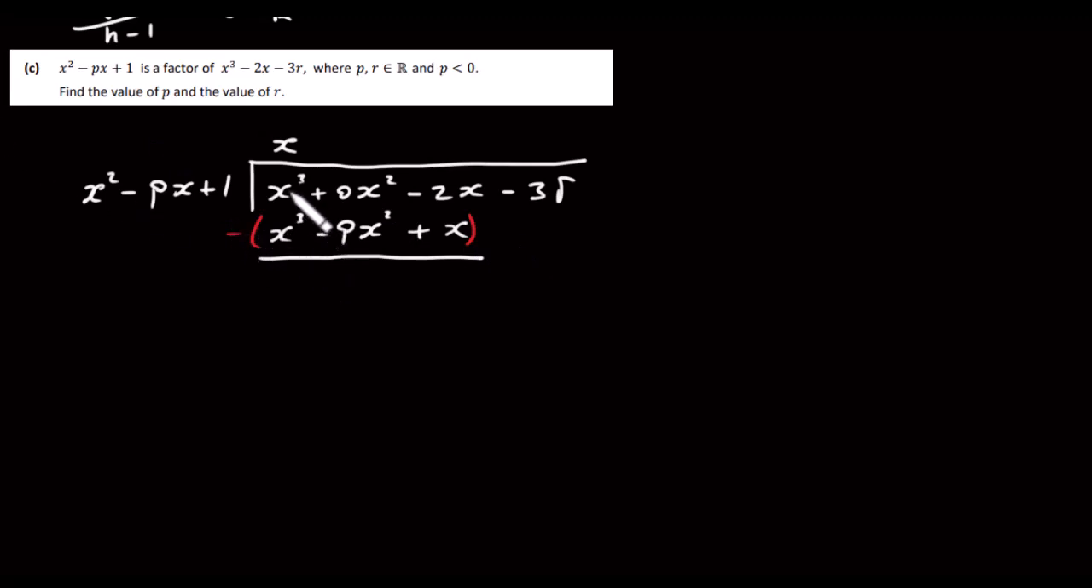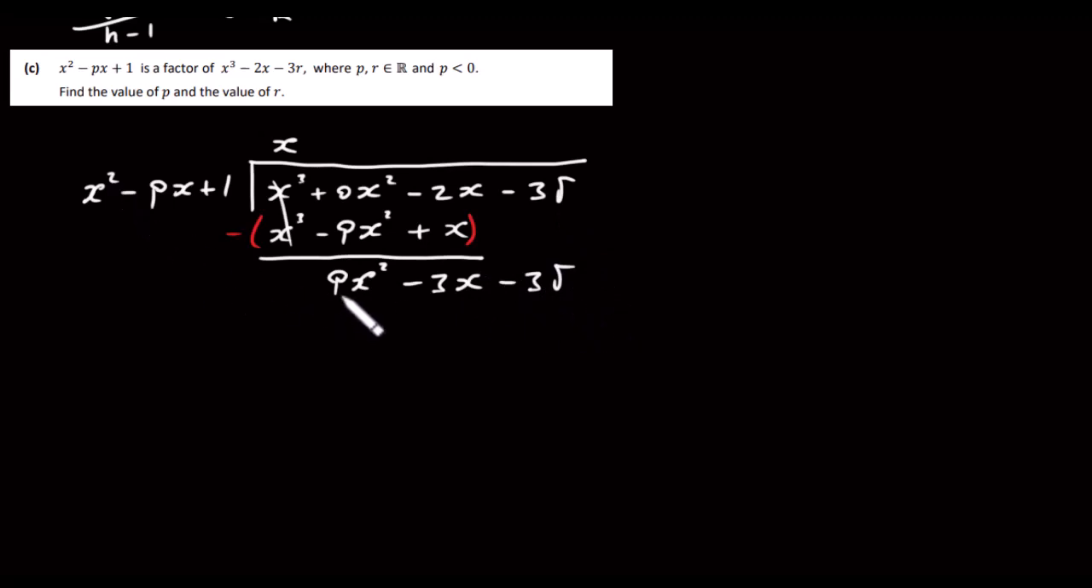Okay, so we have plus x squared minus x squared, so that should disappear. This becomes a plus px squared, and we have a 0x squared up here, so that will just give me px squared here. And then we have minus 2x. This plus x becomes a minus x, so that's minus 3x. Bring down the minus 3r and start again.